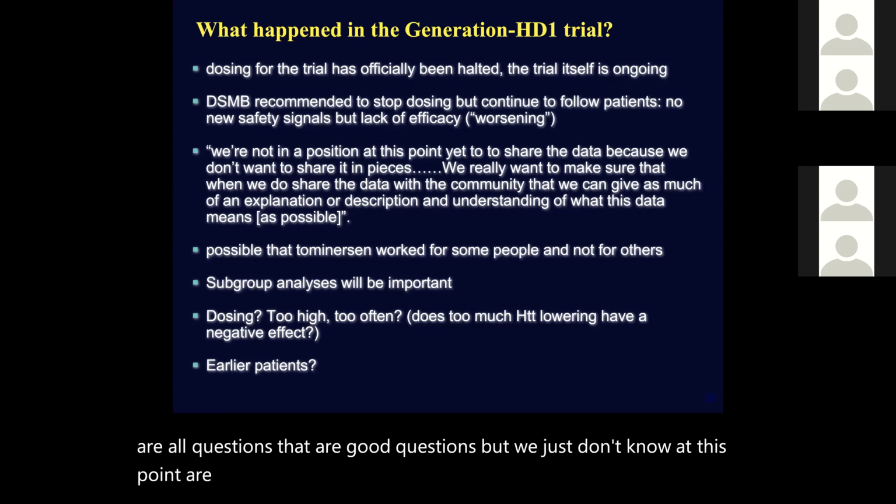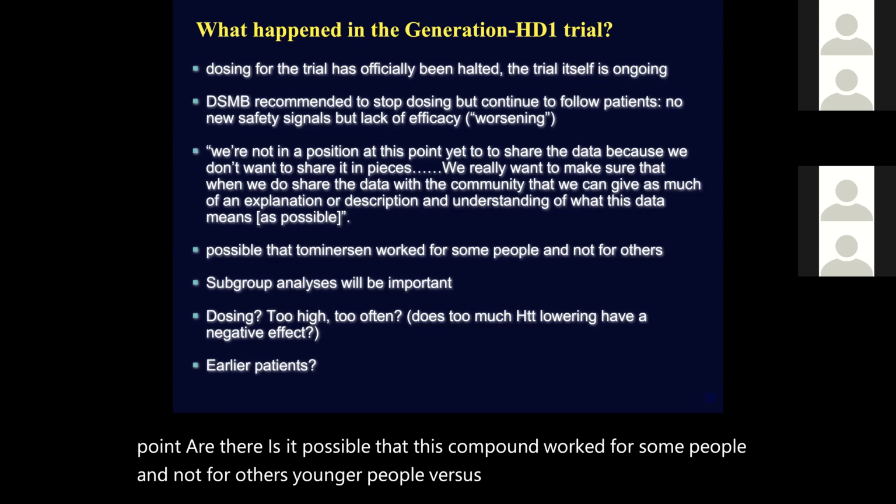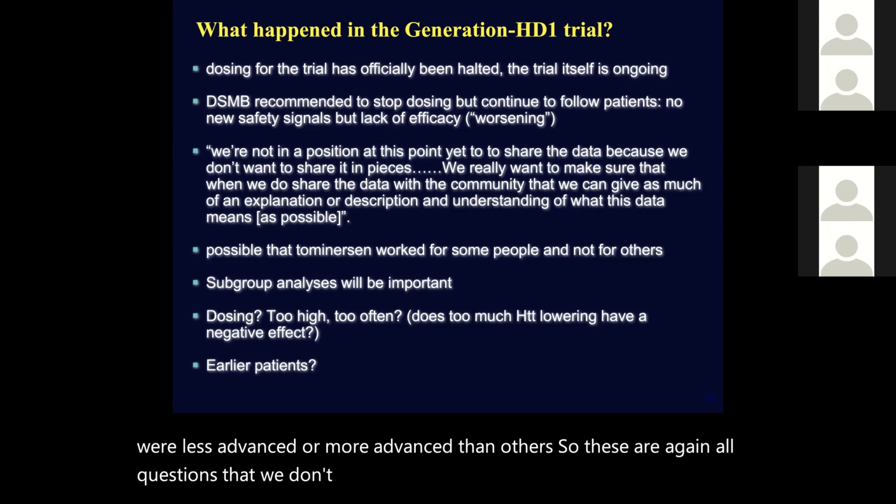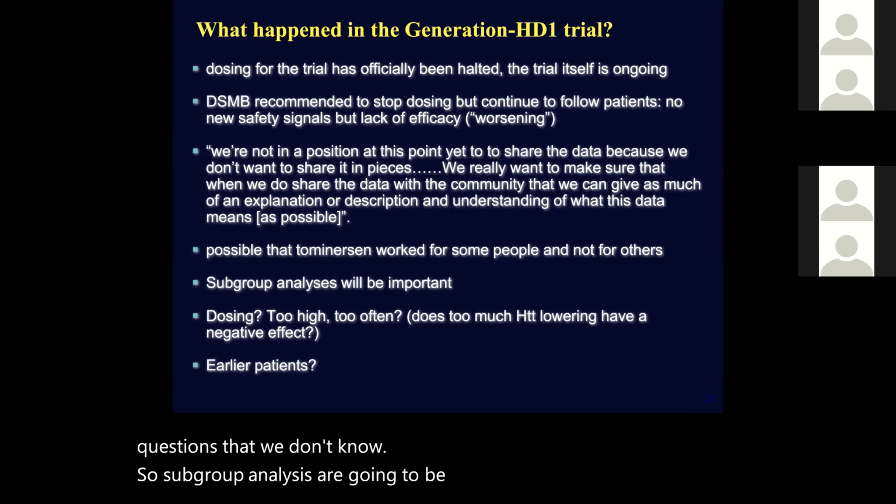Is it possible that this compound worked for some people and not for others? Younger people versus older people, or people who were less advanced or more advanced than others? So these are, again, all questions that we don't know. So subgroup analyses are going to be very, very important. And as I mentioned, the dosing, was it too high?